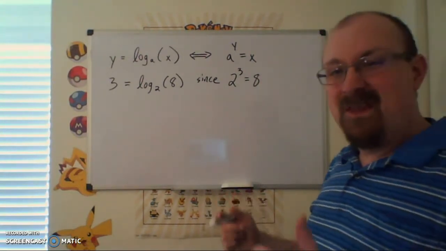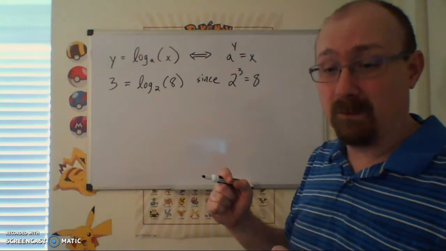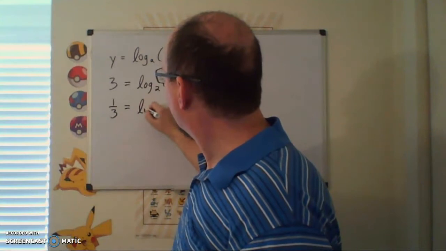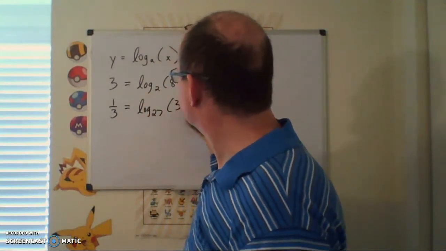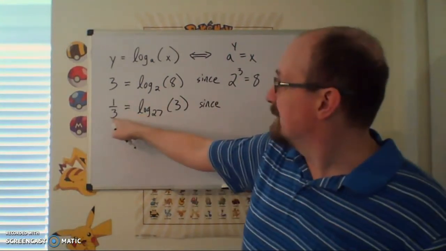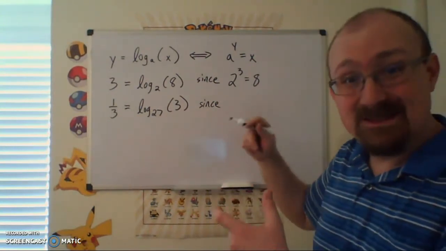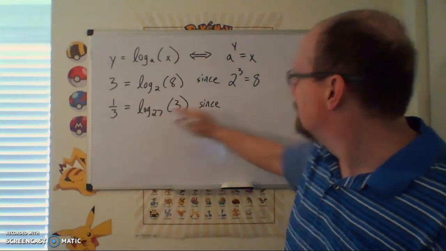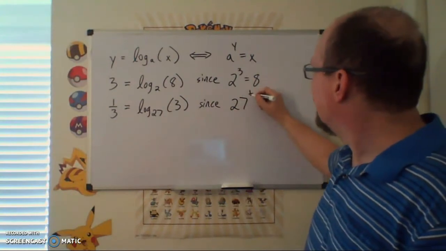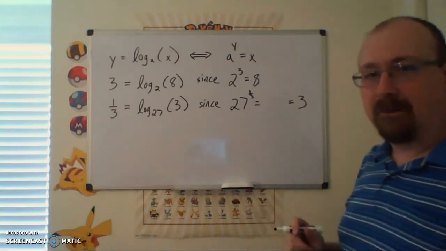So that's one example. The next one is a little bit trickier because we haven't had a ton of time to talk about properties of exponents, but I want to work through it just to make sure we're all on board. So we have 1/3 equals the log base 27 of 3. So same setup. Our y is 1/3, our a is 27, x is 3. So translating into the exponential format, we have a, 27, to the y, that's 1/3, and then we have x, 3.